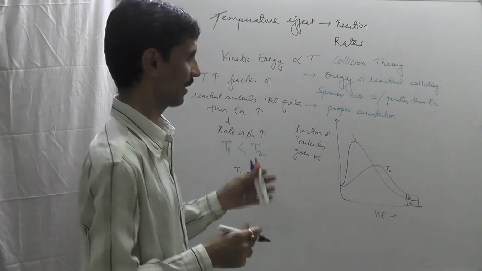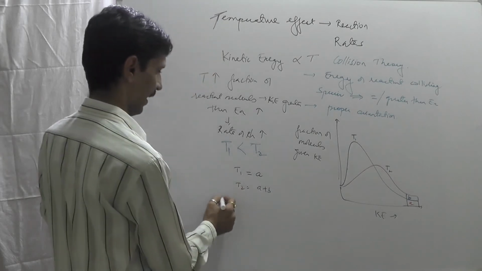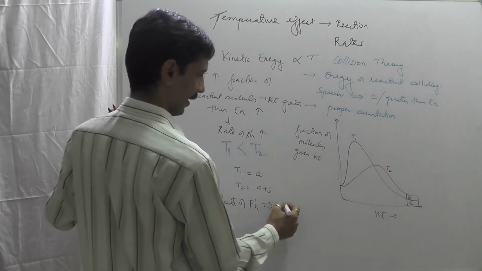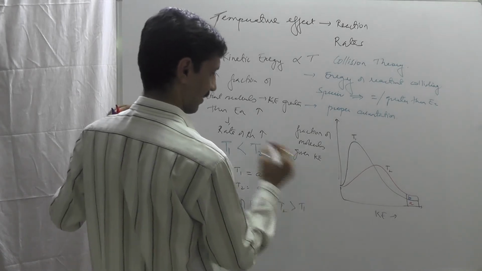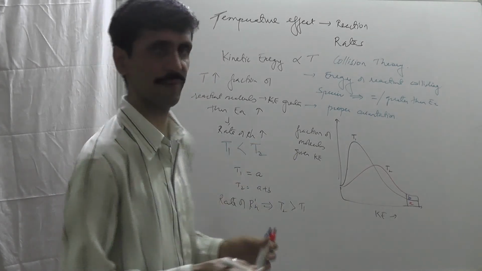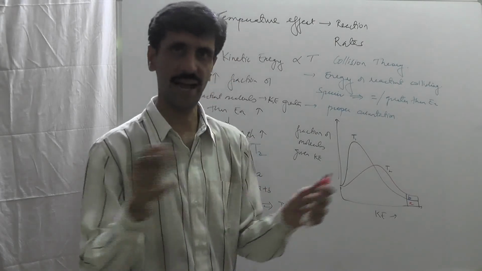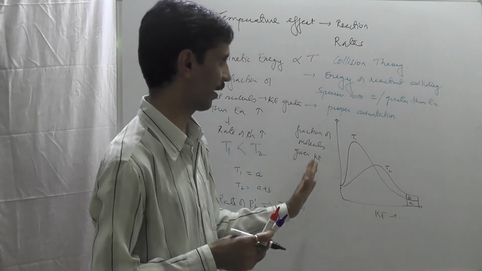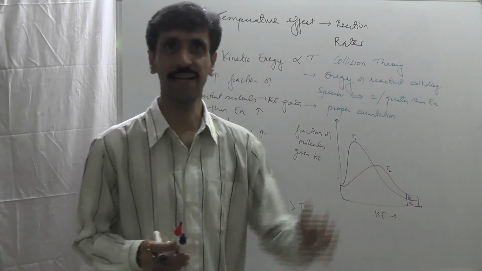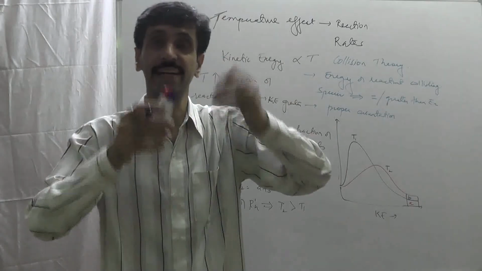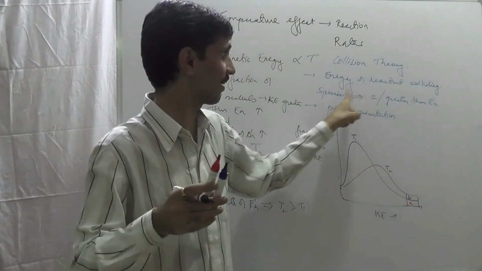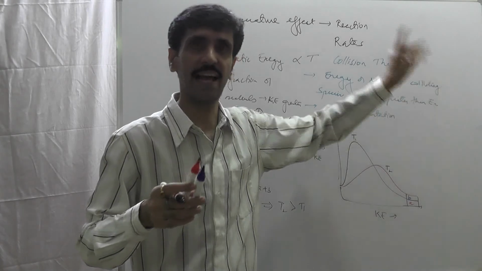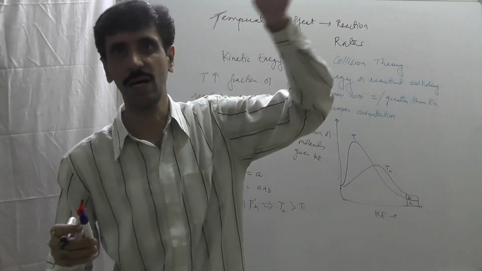Okay, so that is the reason we say that the rate of the reaction corresponding to T2 will be greater as compared to that of T1, and therefore we say that the rate of the reaction and temperature are directly proportional. So it is very clear from the graph itself that the higher the temperature, the greater the number of molecules having the effective activation energy, and thereby they get converted into products.